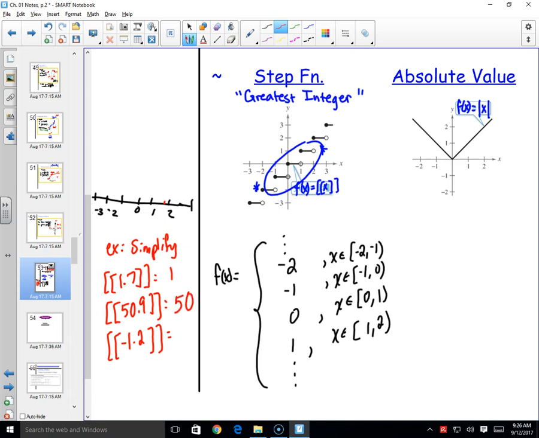Let's see if you can still do it. Negative 1.2, I go negative 1, a little bit lower. What do I round down to? Negative 2. Negative 2. Does that make sense? Yeah. It's tricky. Now, can anybody think of a practical application of the step function?